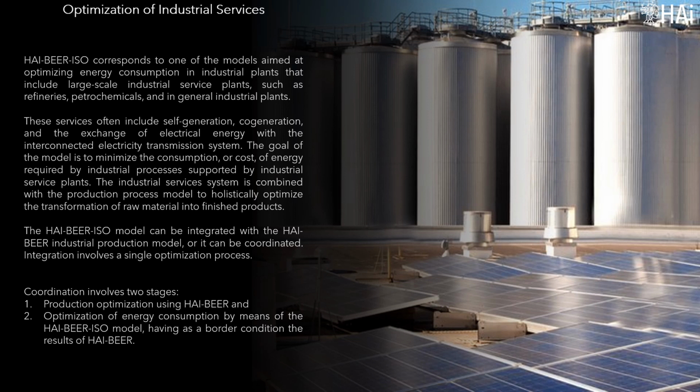The goal of the model is to minimize the consumption, or cost, of energy required by industrial processes. The industrial services system is combined with the production process model to holistically optimize the transformation of raw materials into finished products. The high beer ISO model can be integrated with the high beer industrial production model, or it can be coordinated. Integration involves a single optimization model. Coordination involves two stages: production optimization using high beer, and optimization of energy consumption using the high beer ISO model, having as a border condition the results of high beer.